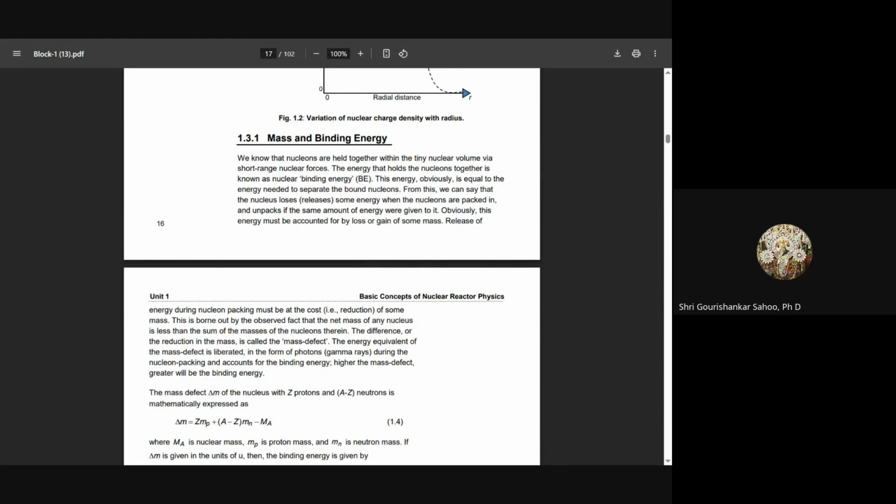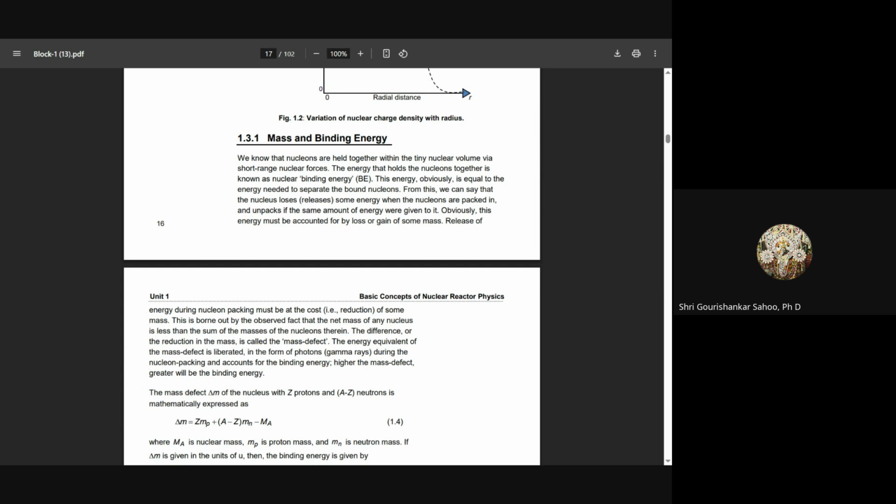Nucleons are held together within the tiny nuclear volume by a short-range nuclear force. The energy that holds the nucleons together is known as nuclear binding energy, or sometimes written as BE, and is equal to the energy needed to separate the bound nucleons. So we can say that the nucleus releases some energy when the nucleons are packed in, and unpacks if the same amount of energy were given to it.